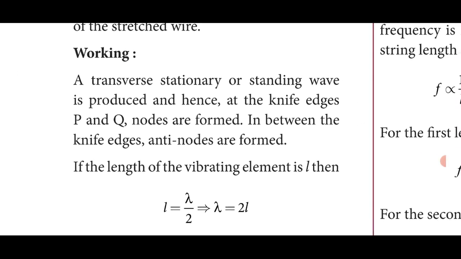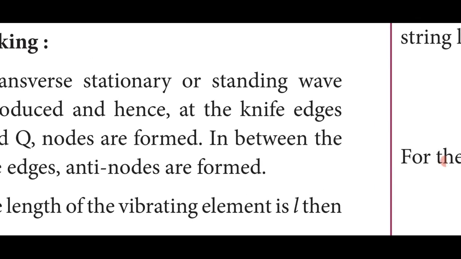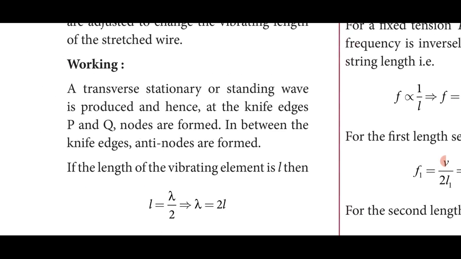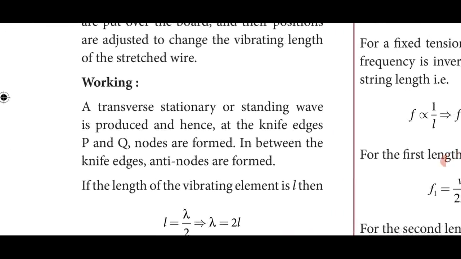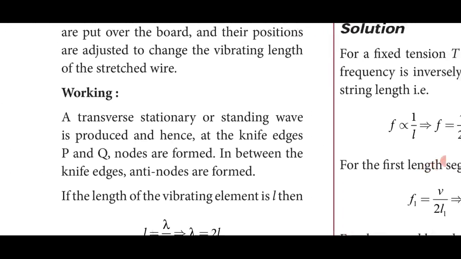A stationary or standing wave is produced, hence at the knife edges P and Q, nodes are formed. In between the knife edges, antinodes are formed. So at the edges nodes will be forming and between the edges antinodes will form. If the length of the vibrating element is L, then L is equal to lambda by 2. So lambda is equal to 2L.